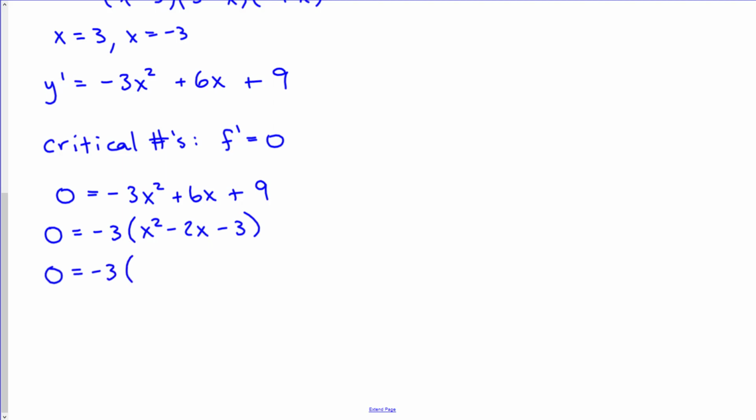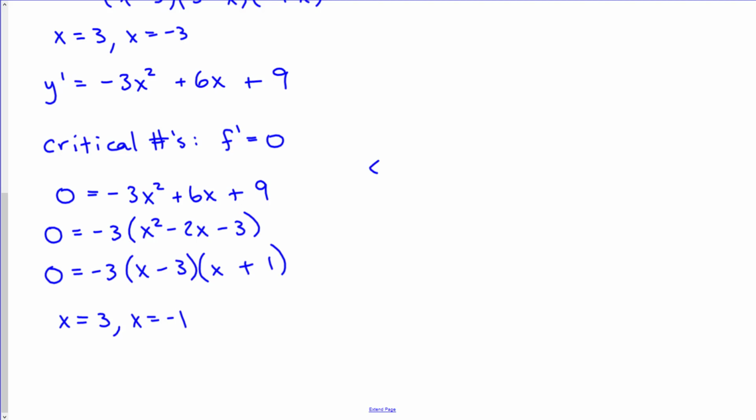So negative 3 times, let's see here, x and x. If this is 3 and 1, it looks like it'll factor just fine. The 3 should be negative and the 1 should be positive. So that means I have critical numbers at x equals 3 and x equals negative 1. The negative 3 in the front is a constant multiplier. It doesn't lead to a 0. So negative 3, don't list that. It's just positive 3 and negative 1 from the individual factors that have an x in it.